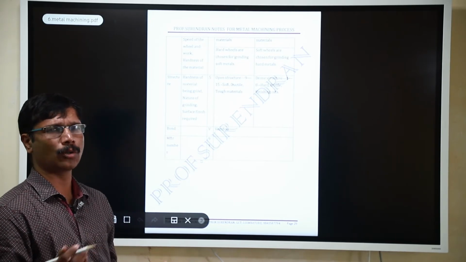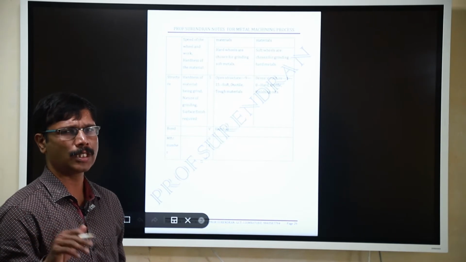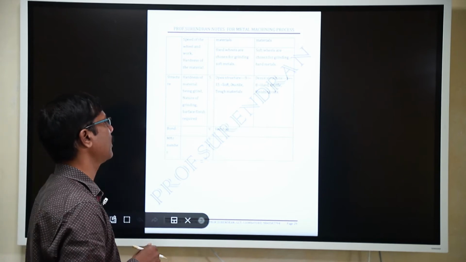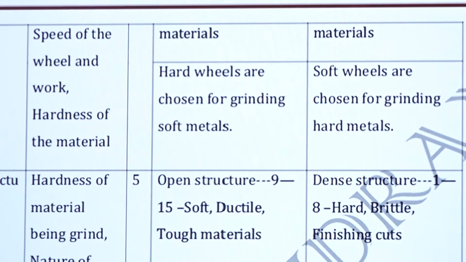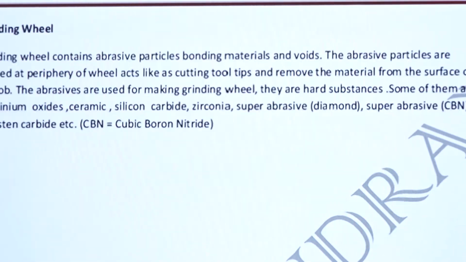Structure: open structure and closed structure. Open structure 16, closed structure 0. We can easily remember 1 to 8, 9 to 15. So like that it can be varied. Bond: vitrified bond and manufacture number 93.